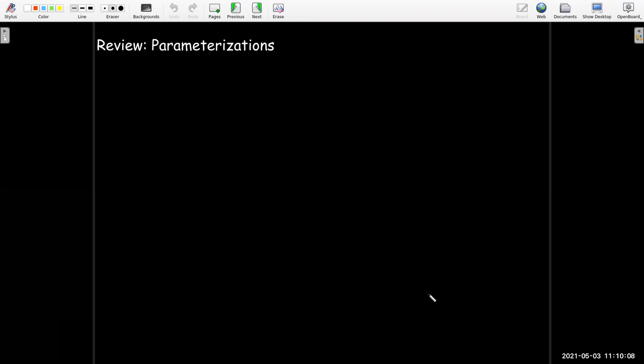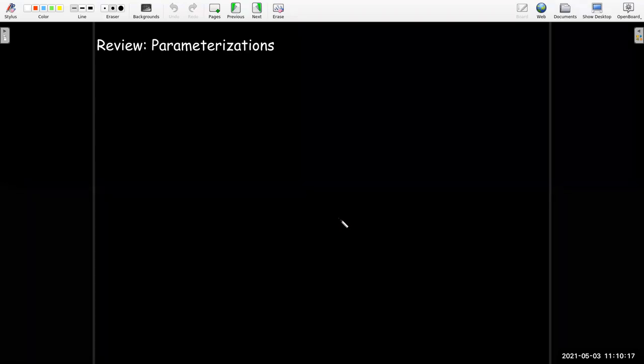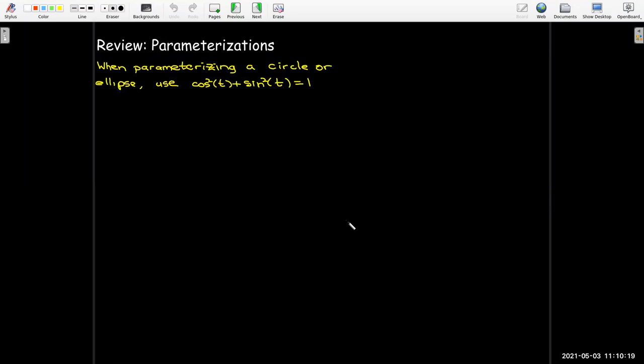So parameterizations or parametric representations are going to be very important in this chapter. So let's do some review for parameterizing curves. When we're looking at a circle or an ellipse, we're going to use cosine squared t plus sine squared t equals 1.